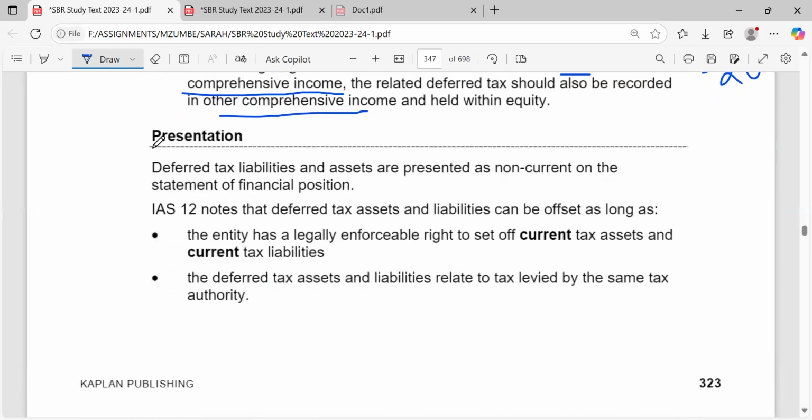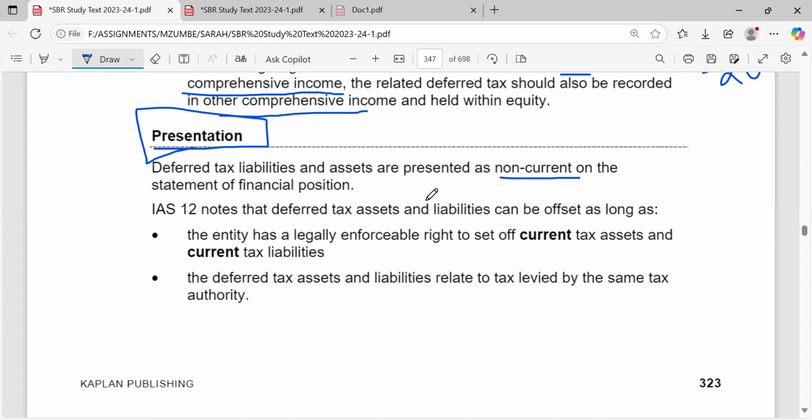Let's go on to presentation now. How do you present that? You know, presume maybe you have deferred tax assets and liabilities, but also you have current tax assets and liabilities. How do you present them? Now, deferred tax assets and liabilities are usually presented as non-current components in the statement of financial position. So you know how to present them. And as IAS 12 says, note that the deferred tax assets and liabilities can be offset. Presume you have the deferred tax asset and liabilities, so you have them on both sides. What are you going to do? But we are told that you can offset them.